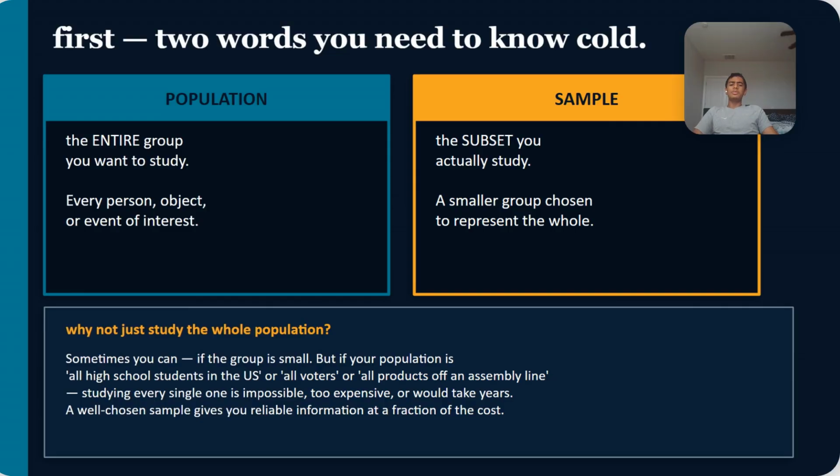Now, why not just study the whole population? Well, sometimes you can if the group is small, but if your population is all registered voters, or all products off an assembly line, studying every single one is impossible. A well chosen sample gives you reliable information at a fraction of the cost. The key phrase: well chosen. How you select the sample determines everything.